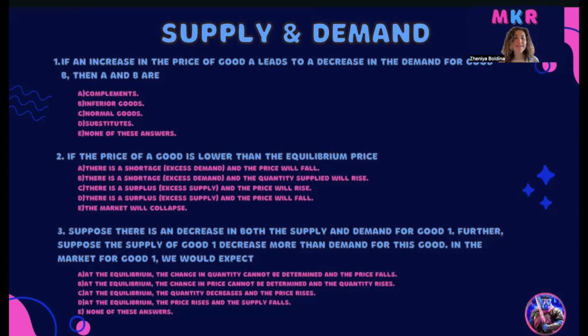So right away we can cancel out B and C, because in order to determine inferior and normal goods, we need to see the relationship between our income and quantity demanded. And in this case, there's no information on our change in income. So it cannot be B or C, because we're talking about different prices and demand for two different goods. So there's no relation to our income at all. So right away we can cancel out B and C.